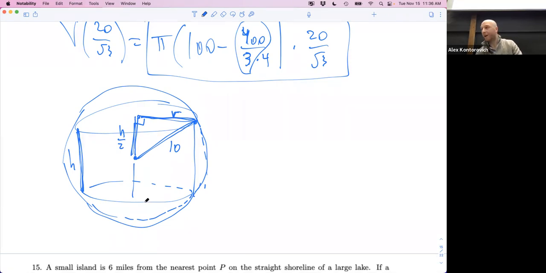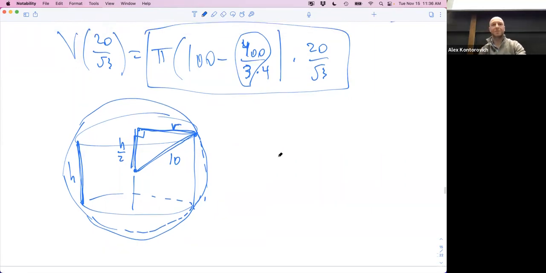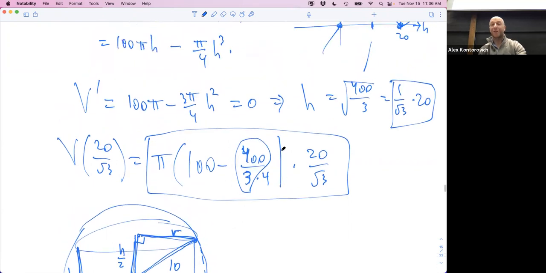Yeah, through the center. Yeah, Dan. I got plus or minus 20/√3. Do we have to even test negative? Very good. Very, very good.